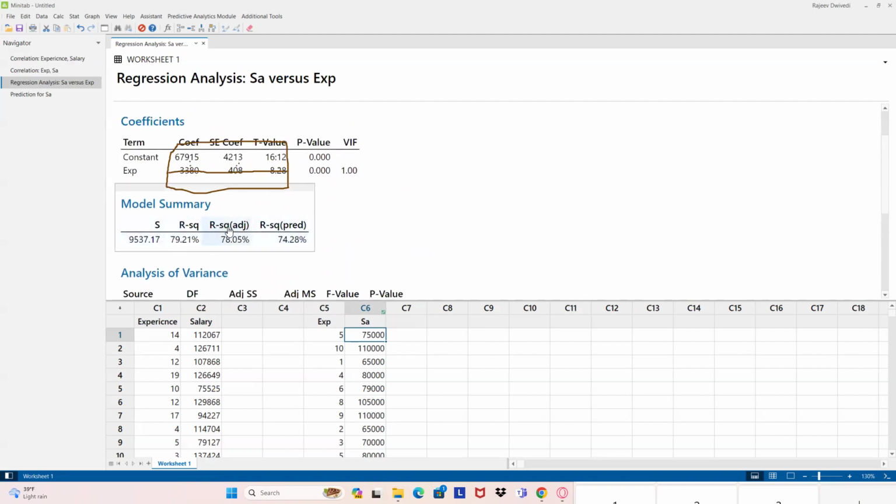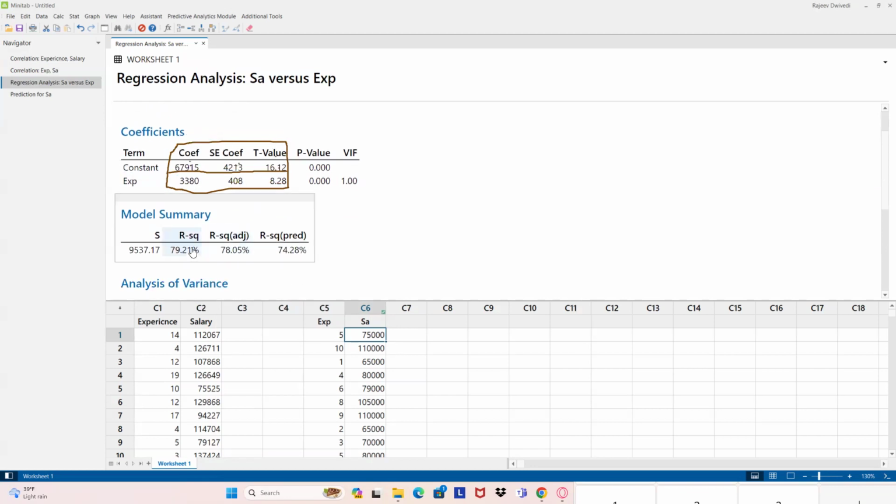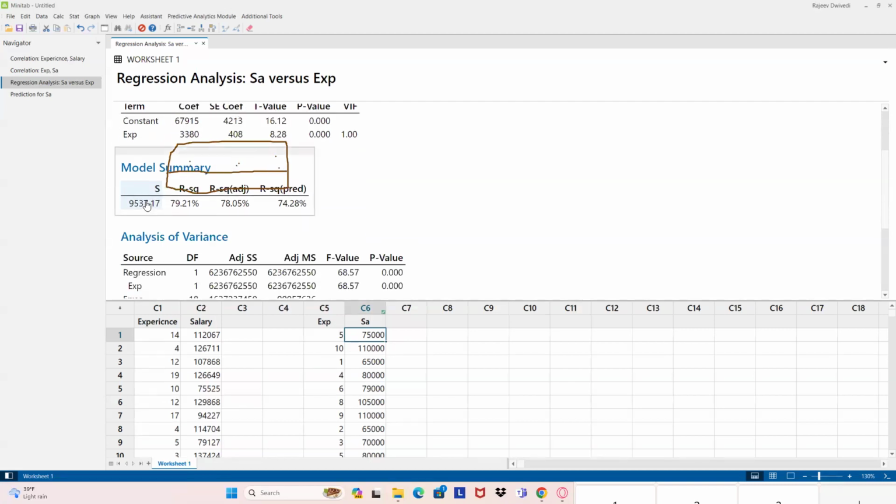So adjusted R square is always smaller than R square. Let's say this is a simple regression. If you have multiple regression, salary based on experience, education, and many variables, then maybe some variables are not useful, so it may remove them. So adjusted R square is always a little bit lower than R square. And this is the standard error, a deviation of the salary in the model.